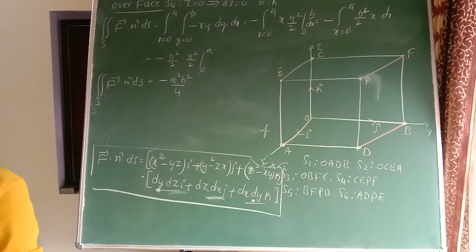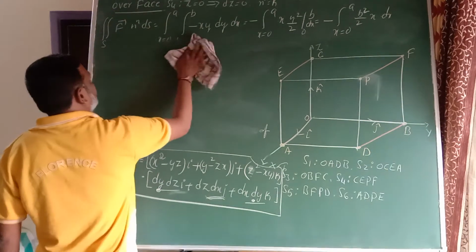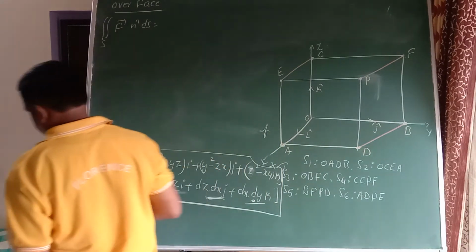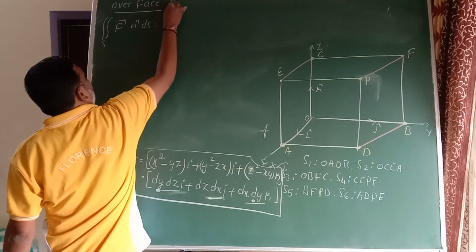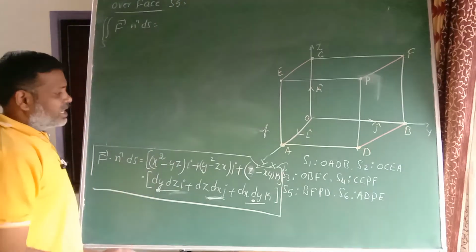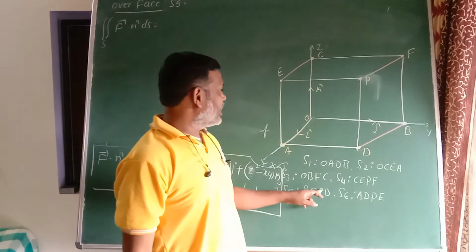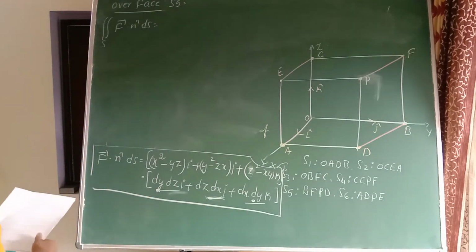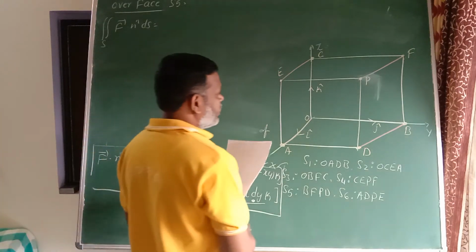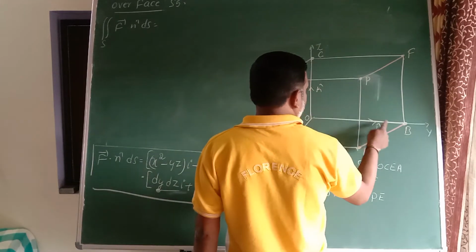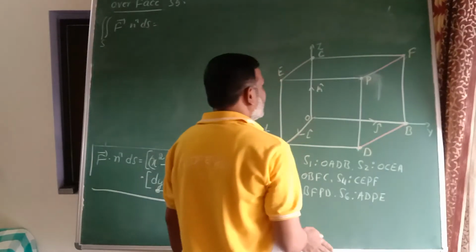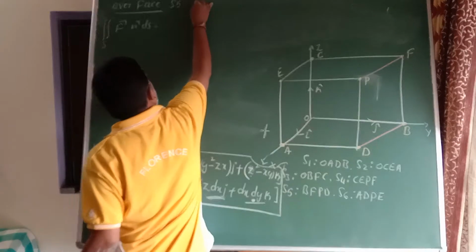Next, I have to find out over face S5. What happens along S5? What is S5 here? S5 is BFPD. That is what you have to consider. So y is equal to b. Look at me, very, very important. BFPD, so y is equal to b here, right? So here y is equal to b.